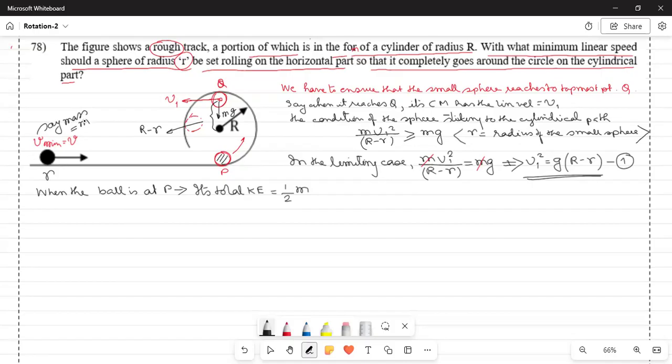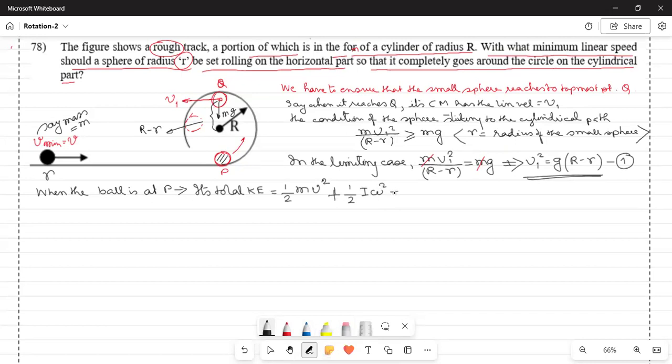Because mass was not given, we have considered mass m. So total kinetic energy is half m into its center of mass velocity v squared, and this velocity v we have to find out. Half mv square plus half I omega square. Omega is the angular velocity of this object at that time.